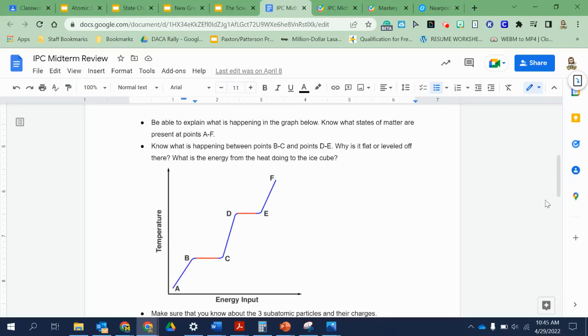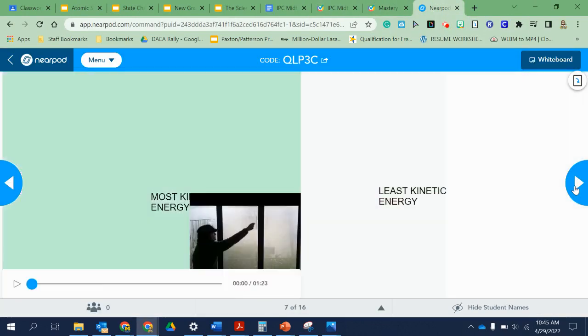Right, so let's look at this next bullet point. Be able to explain what is happening in the graph below. Know what states of matter are present at points A through F. So this graph right here, we saw something very similar.